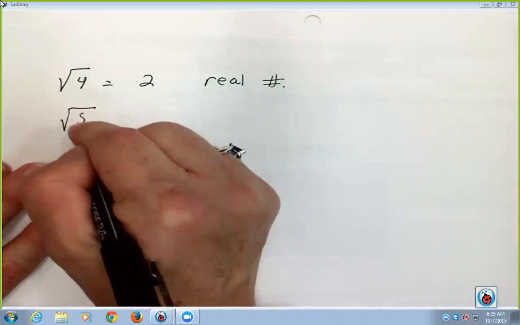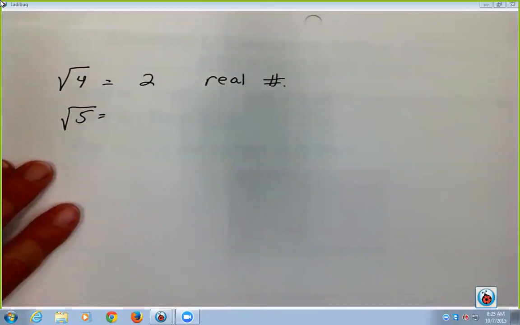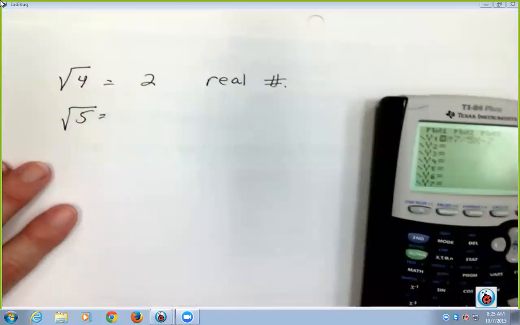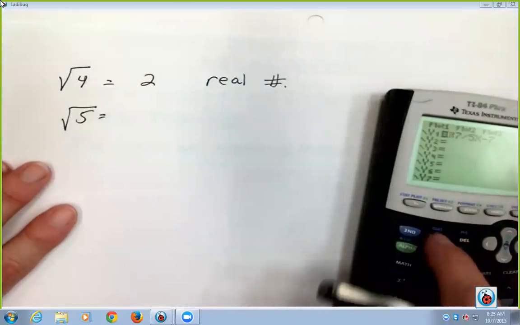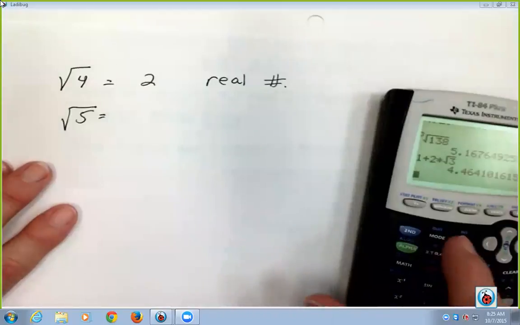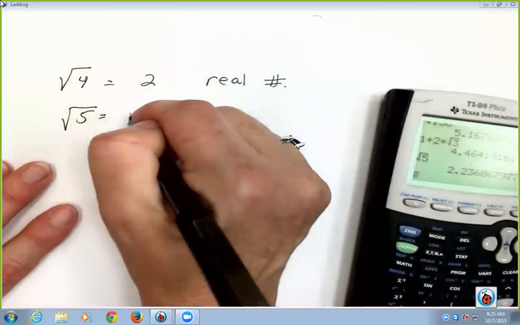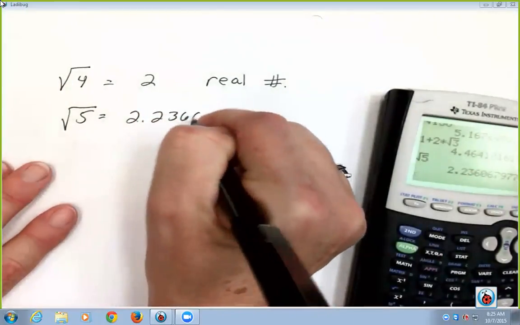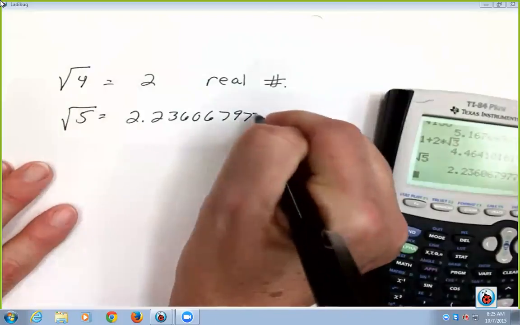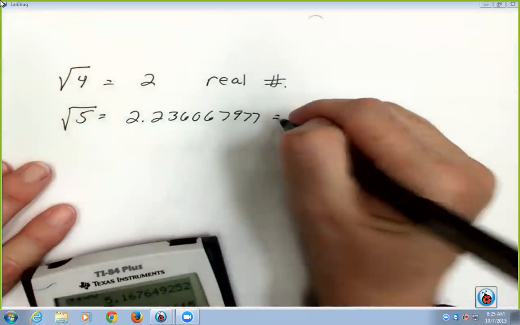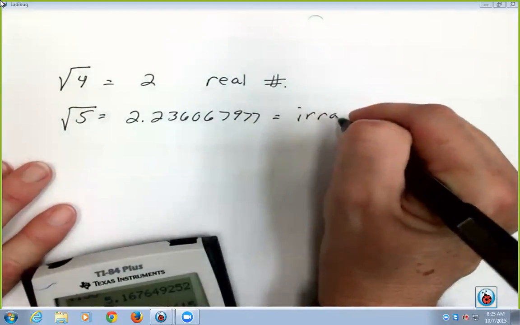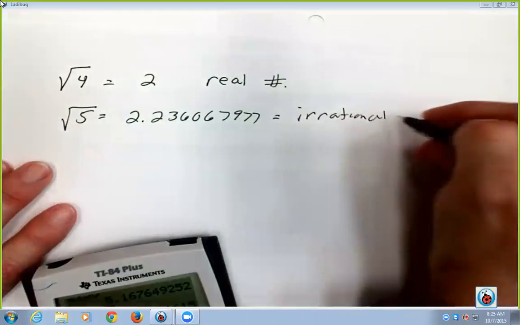If they gave you the square root of 5, and you put the square root of 5 on your calculator, which I can't end up doing without it, so second square root 5, and I get, this is a decimal answer, I get 2.236067977. That is considered to be an irrational number.